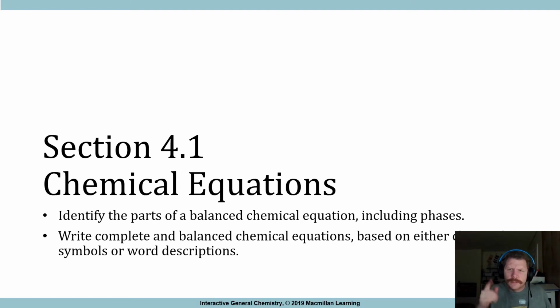Chapter 4, Section 4.1, Chemical Equations, Chemical Reactions. You're going to be able to identify the parts of a balanced chemical reaction, including the phases. You're going to be able to write complete and balanced chemical equations based on either some word that's obscured behind my video box, symbols, or word descriptions.